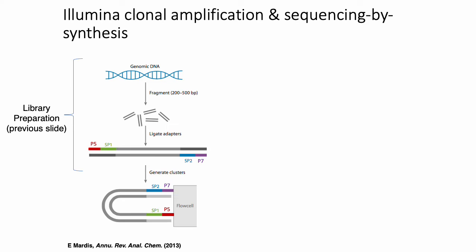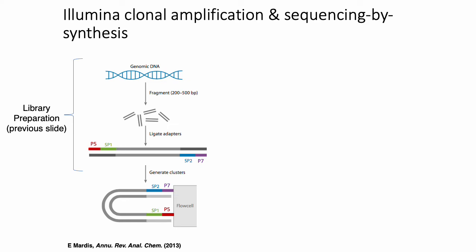So the idea of the sequencing by synthesis technology is that once you've done your library prep and you've added your adapters to your DNA fragments, you take your fragments and you pass them over the flow cell and allow the fragments to hybridize to the P5 and P7 complement adapters that are fixed on top of the flow cell.